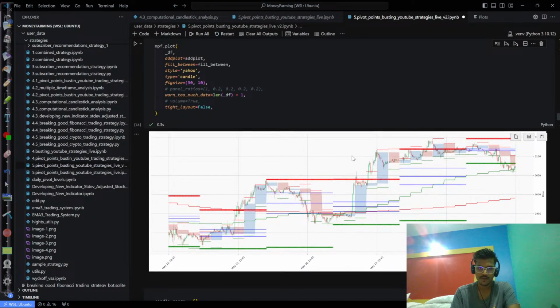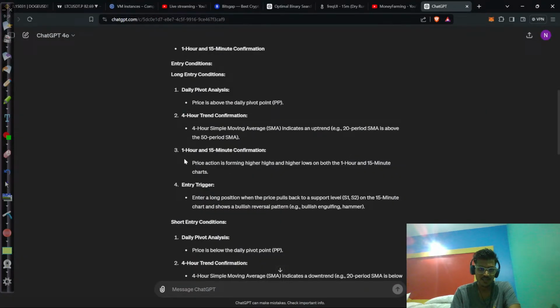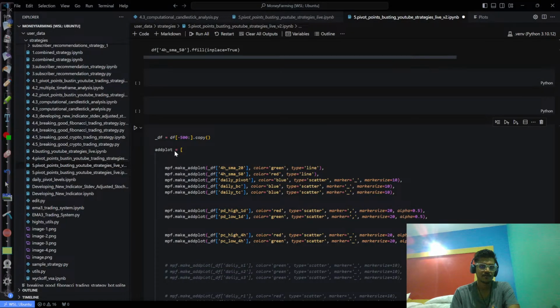So let's do that, and let's read the next part. What it's saying: price action is forming higher highs and higher lows on both the 1 hour and 15 minutes charts. And how do I ensure that it's making higher highs, higher lows? I have to get the Wyckoff waves.